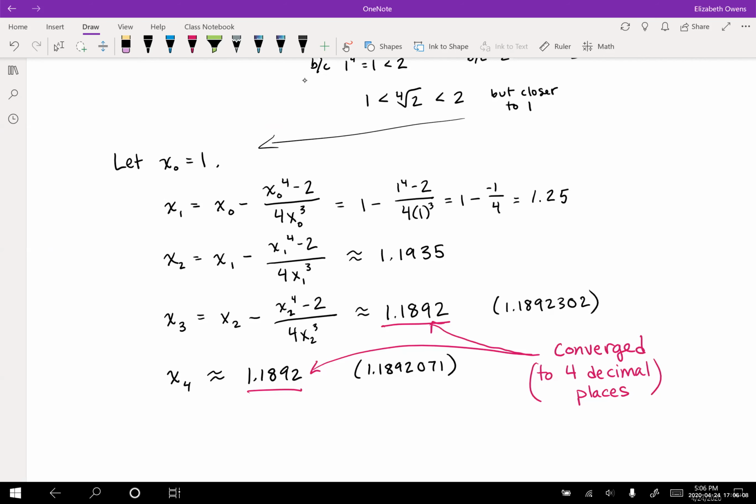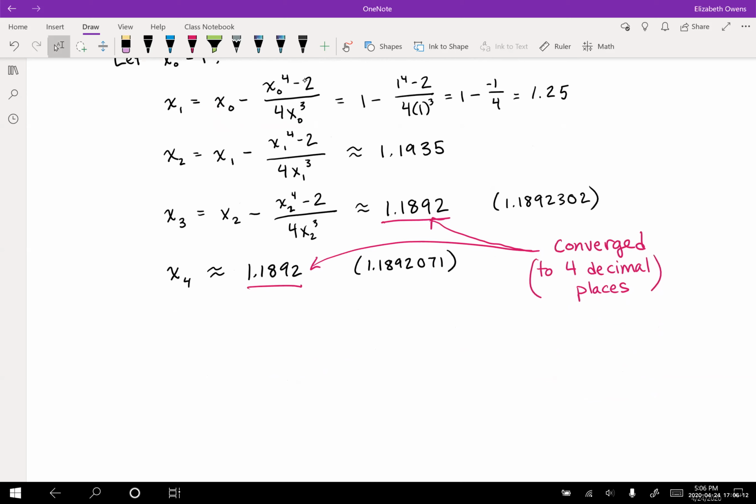Okay, so yeah, we have our convergence to 4 decimal places. So for our answer here, we would say that the 4th root of 2 is approximately equal to 1.1892. Okay, and that's our answer.